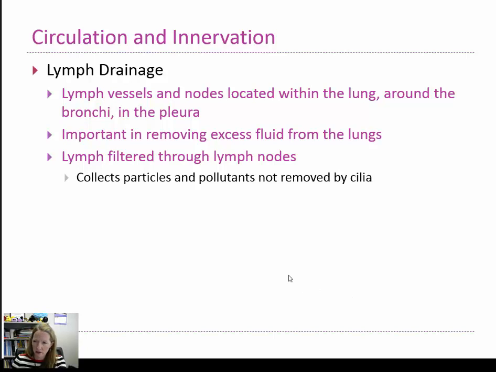But the lymph is going to be, of course, filtered through the lymph nodes, which we know already from the lymphatic system. What it's doing is filtering out any carbon, environmental particles and pollutants that were not removed by the mucus escalator, the mucus and the cilia. So that's the importance of those lymph nodes. Sometimes those lymph nodes in the lungs can become very, very dark because of all of the pollutants they're filtering out from the environment. So that's kind of scary to know, right?